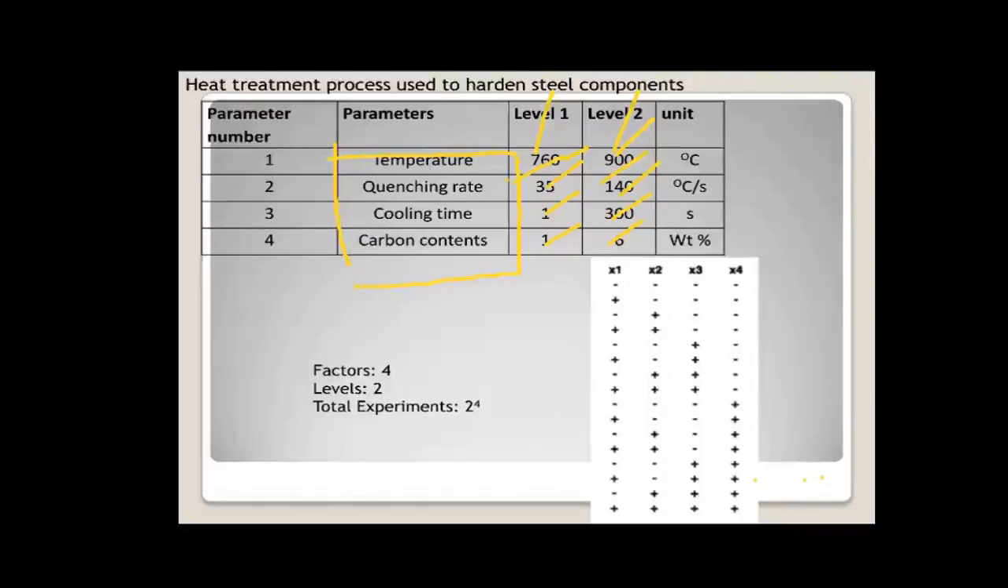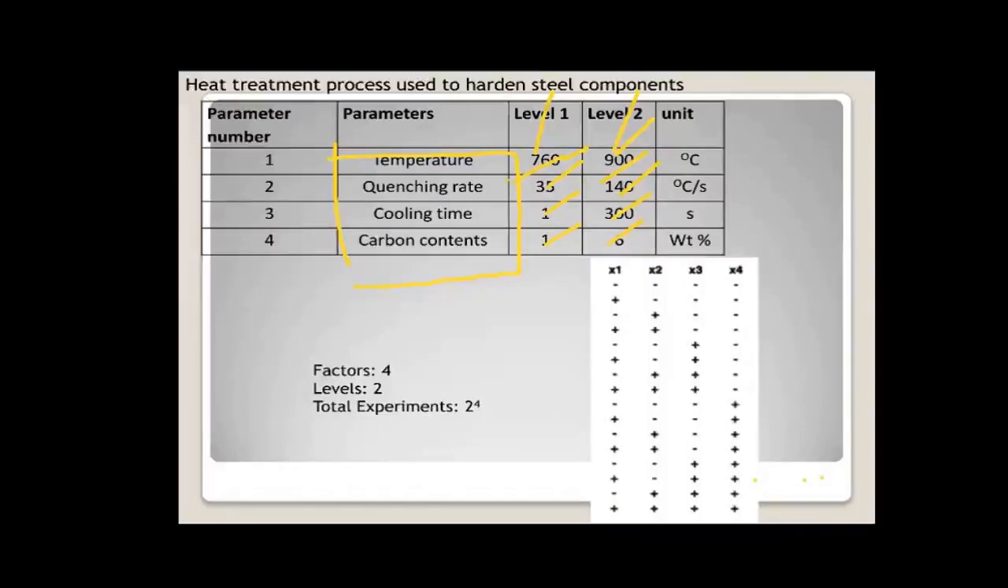Now, how many experiments should you perform? How many factors are there? Four factors. And how many levels? Only two levels. So I will perform this experiment with four factors and two levels. How many experiments are needed? Levels raised to the number of factors. Two levels, so 2 raised to 4. So I have to perform 2 into 2 into 2 into 2, that is 16 experiments.